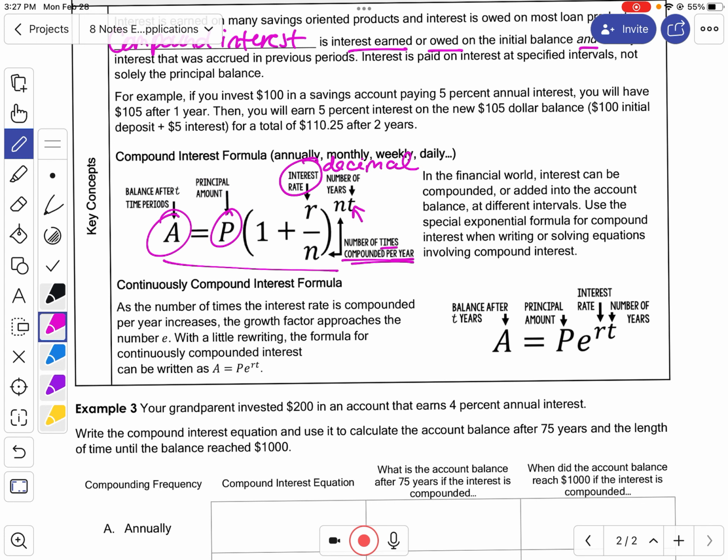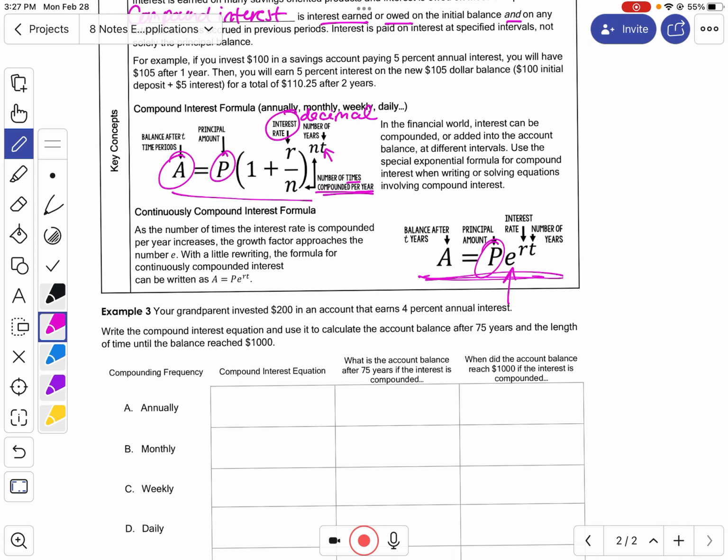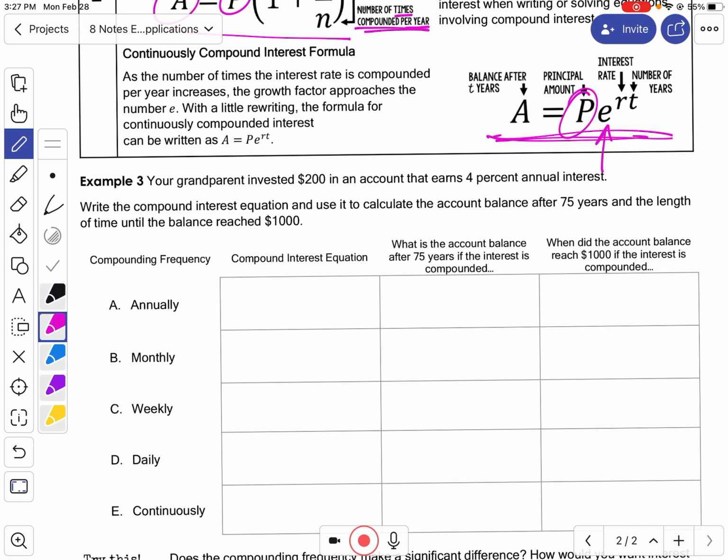Okay, so sometimes there are a few things that compound continuously, as the number of times the interest is compounded per year increases. Here's the formula that you will use. If it says that word continuously, you're going to use this formula where P is still the starting amount, e is a number, remember, we've been using it, r is the interest rate, and then t is your time. So you're going to need to know which formula to use. Okay. So example 3, your grandparent invested $200 in an account that earns 4% annual interest.